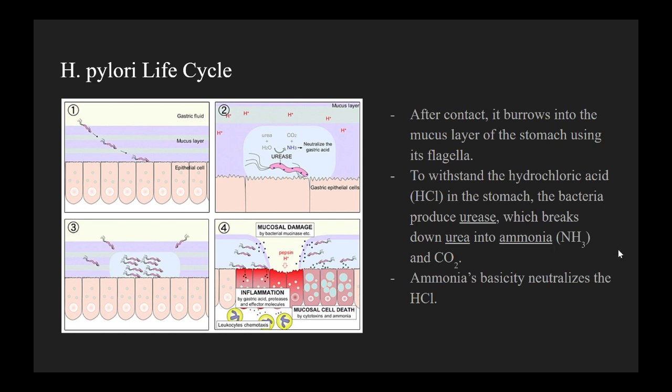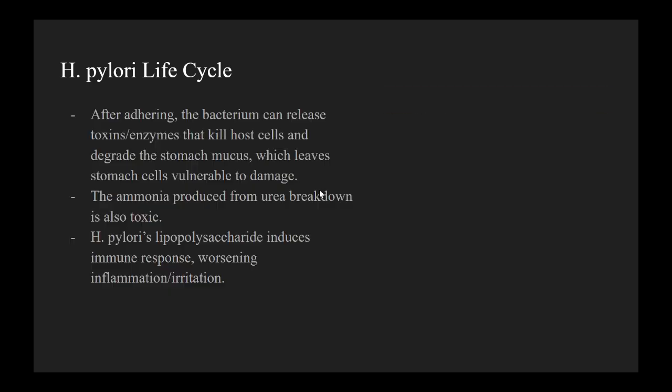And if you know anything about ammonia, right, you know that it's pretty basic. So since you have this basic substance being produced all around the bacterium, it creates this bubble of a reasonable pH because the acidity of the stomach is neutralized by the basicity of ammonia. So that's how they survive here.